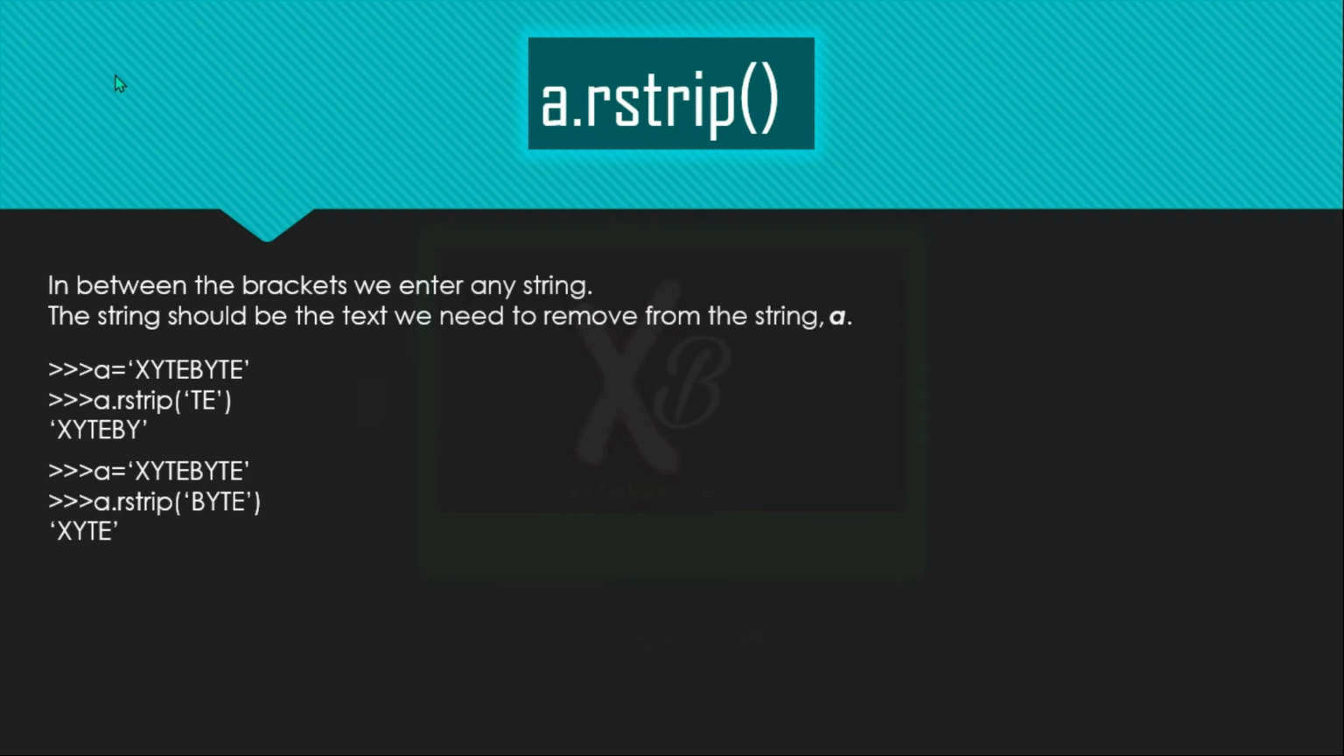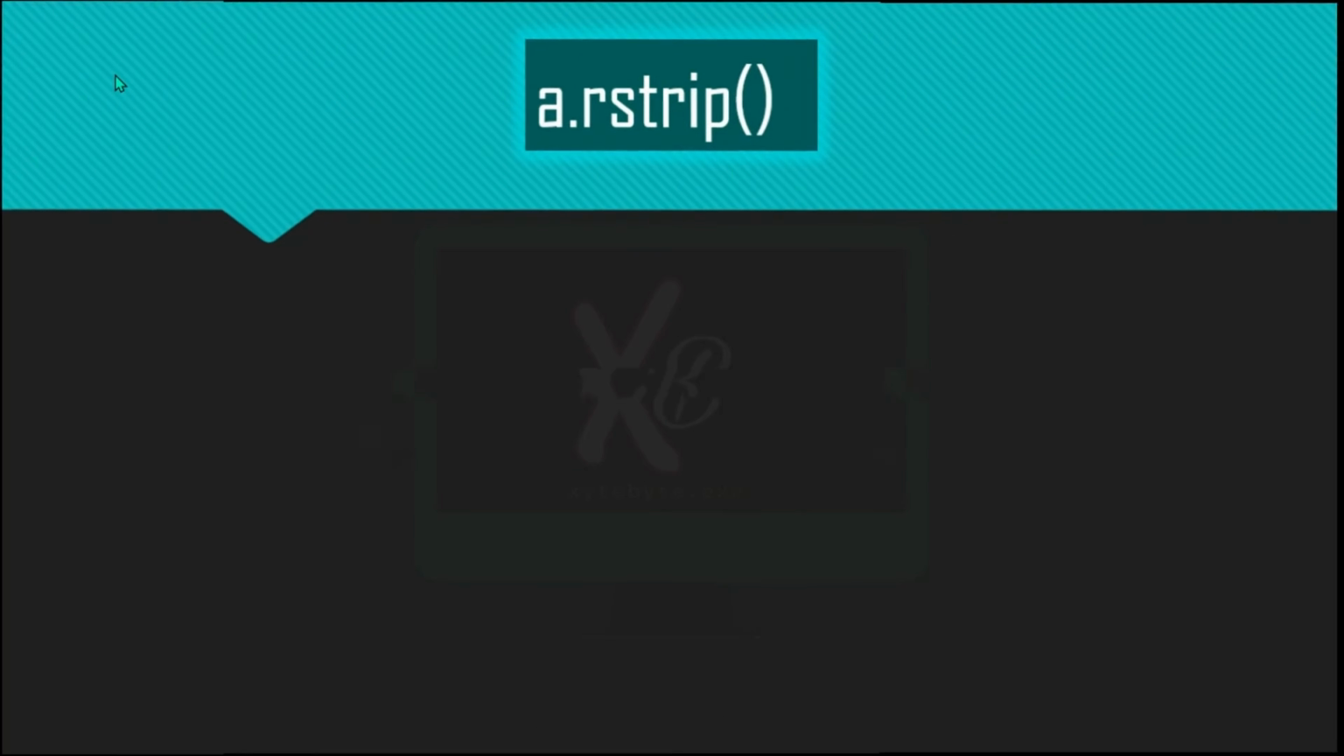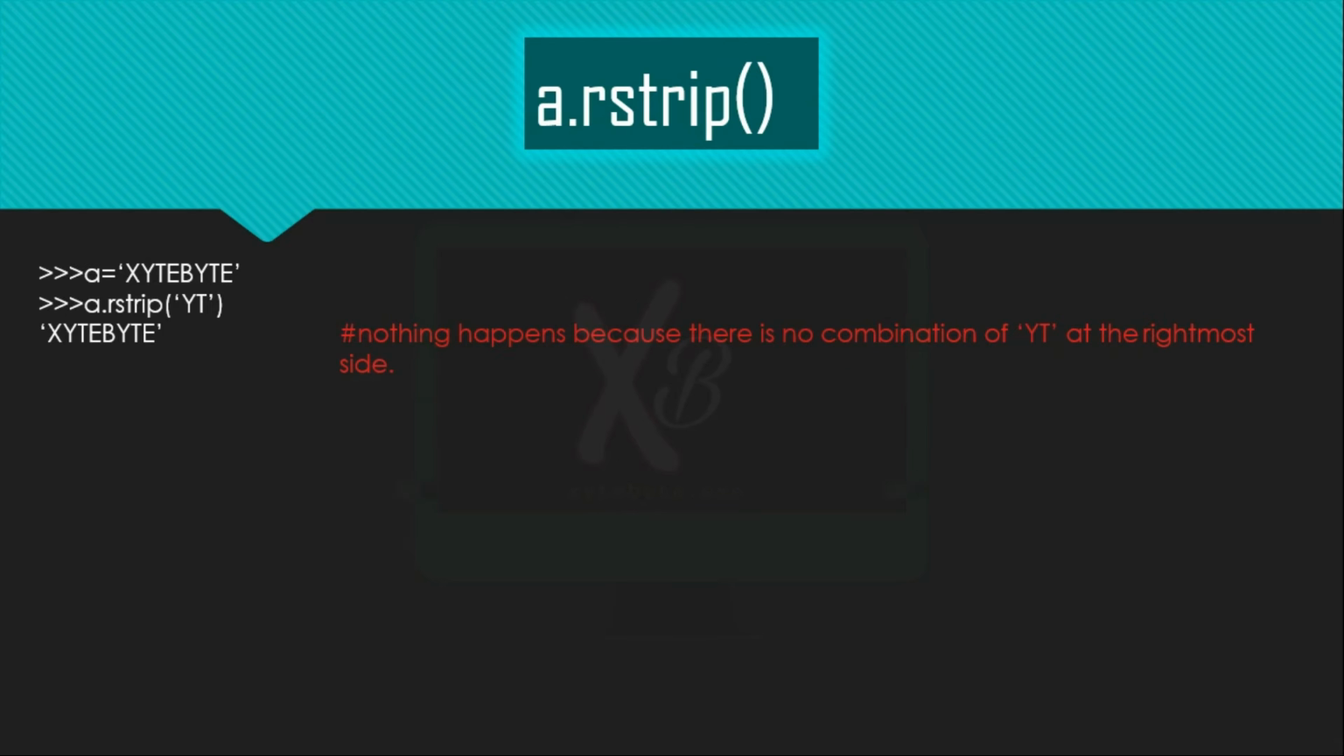Now we are removing from the right, okay? But here you see nothing happens. Why? I wrote by, and by is not there at the right hand side. The same thing happened with the left, with the lstrip. By was not there at the left hand side, so we cannot remove it. Same as here, by is not there at the right hand side, so we cannot remove it, so it simply prints the whole string itself. So as you can see here, a.rstrip("yt"), nothing happens because there is no combination of yt at the rightmost side. Do we have yt at the rightmost side of the string a? No, we don't, so we are going to print the whole string itself.